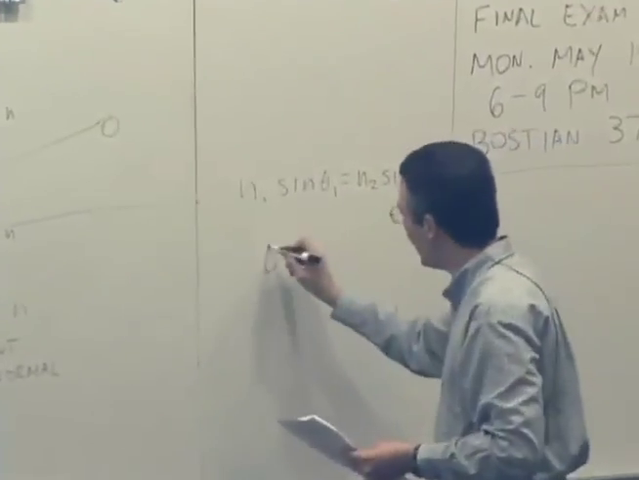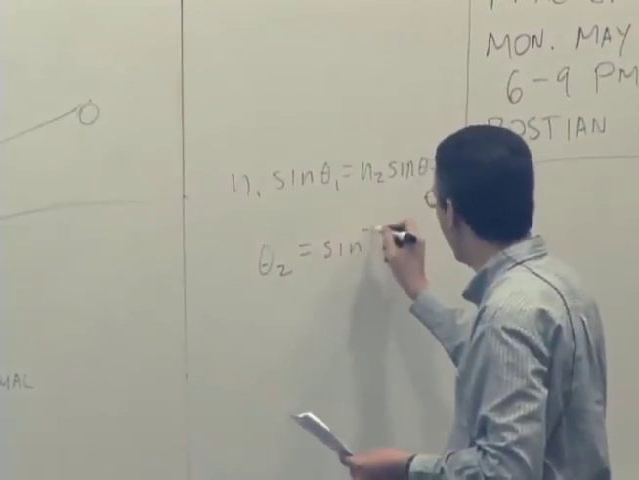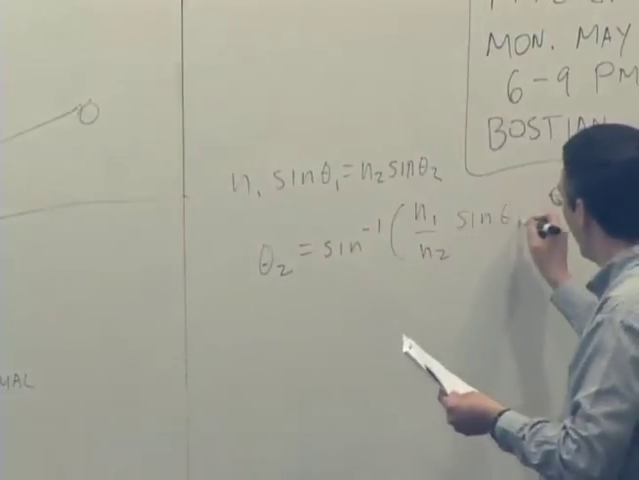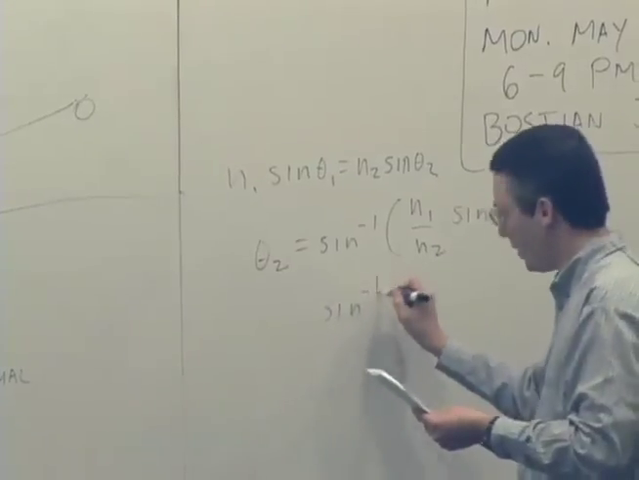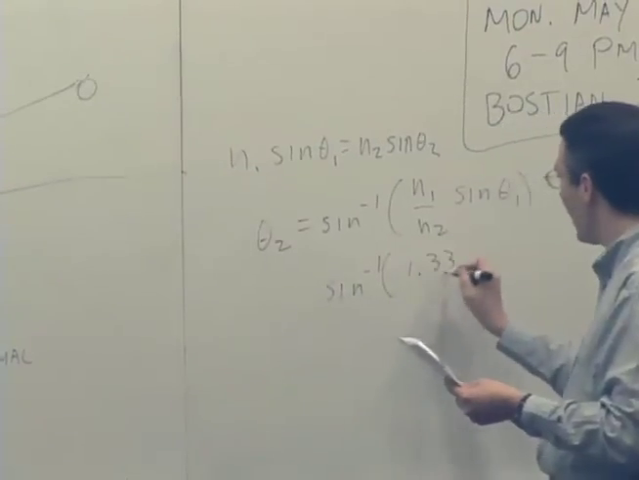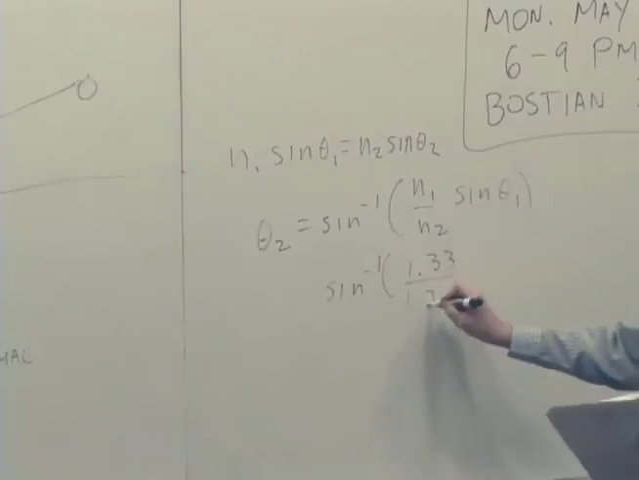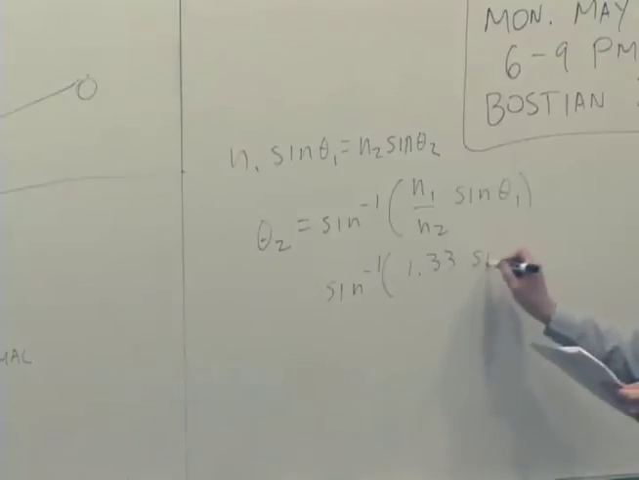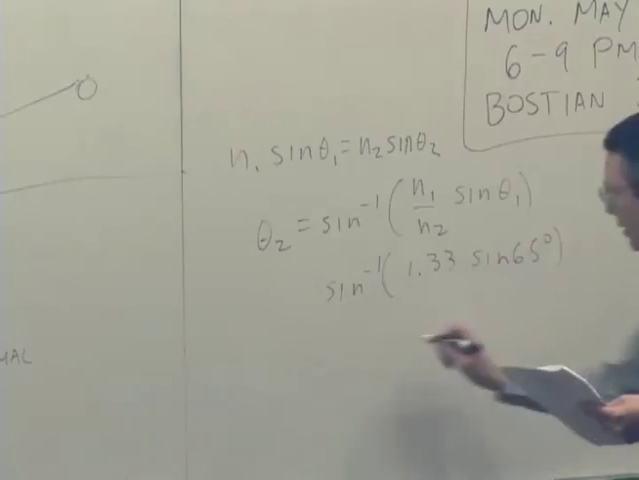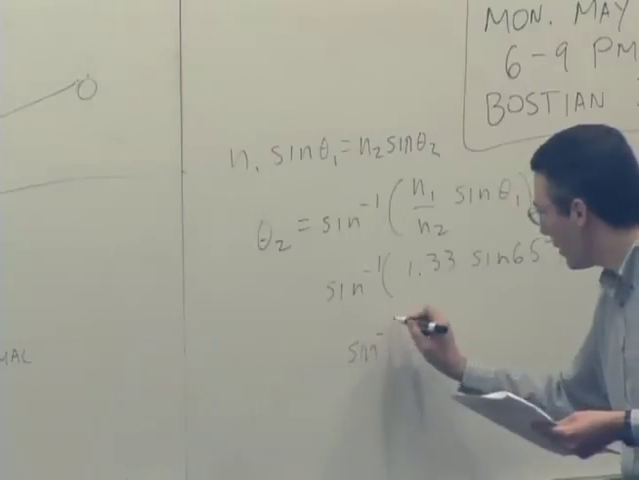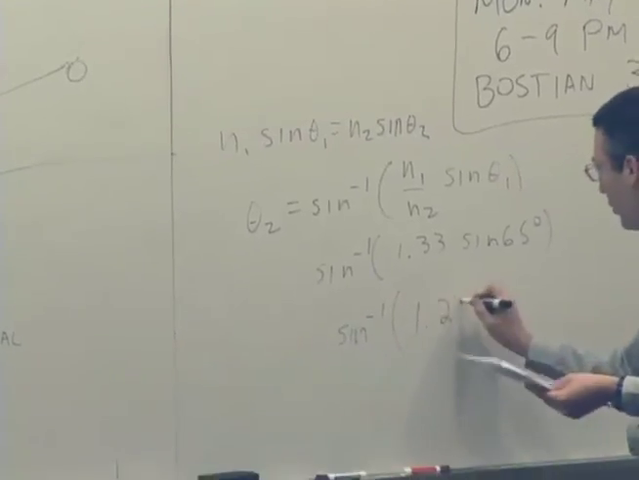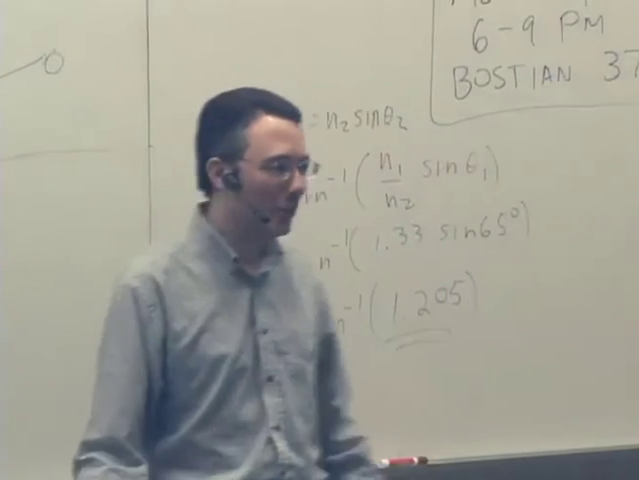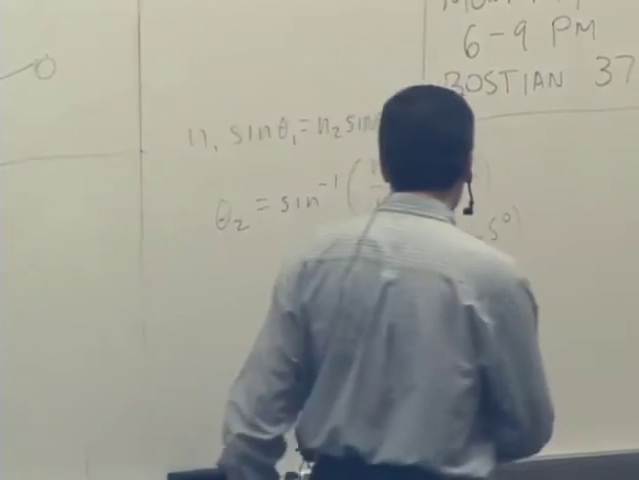And so you have theta 2 being equal to the inverse sine of n1 over n2 sine theta 1. And so that's the inverse sine of 1.33 divided by air, which is 1.0029. So it's essentially 1.33. It's approximately 1.33 times the sine of 65. And that number inside the parentheses turns out to be 1.205. You can't take the inverse sine of a number bigger than 1.